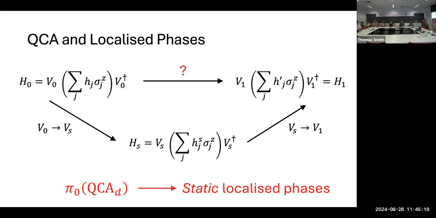So there's some redundancy in this description, right? Like there's a map from QCAs to static localized phases. But the redundancy is easy to characterize. It's just permutations of the sites. So there's a QCA which is translation, which is not the same.